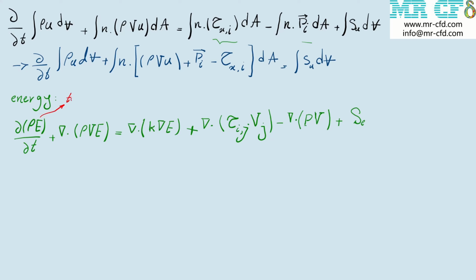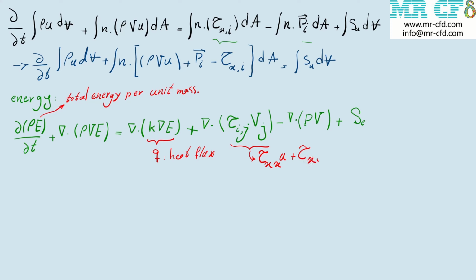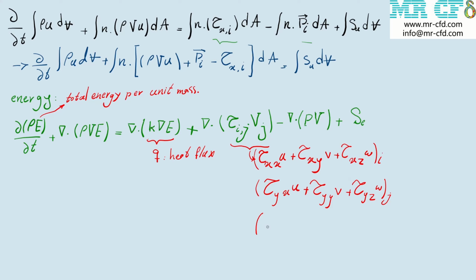In this equation, E represents the total energy per unit mass, and K gradient of E corresponds to the heat flux Q. The term τij vj can be split into components as τxx u plus τxy v plus τxz w in the I direction. This can be extended to derive similar expressions for the J and K directions.